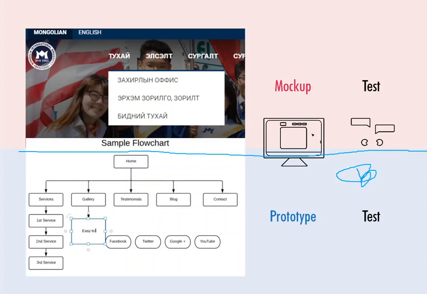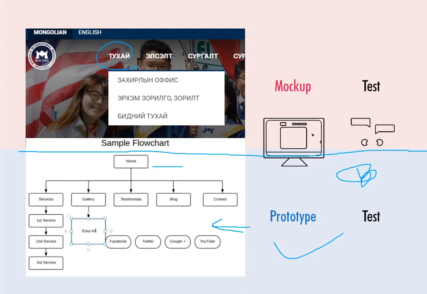If you mouse over this About button, you get a choice of three other pages: President's Office, Goal, and About Us. If you look at this sample website flow chart, you have the homepage here, and from that page you have five big menus, and so on and on.